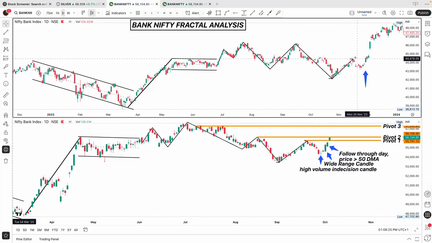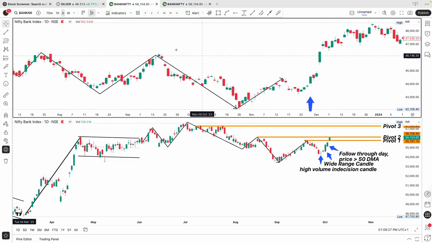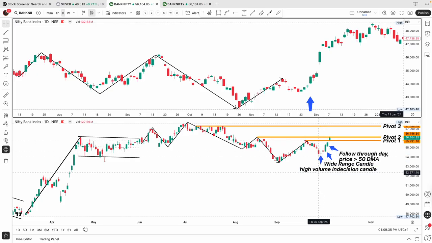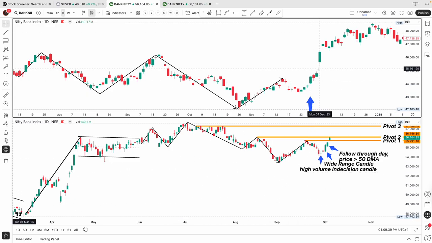We had a pullback like in this year as well. So if you look, we had a pullback, and this pullback played out till here, and then we started rallying from the very next day after the high volume indecision candle. So I've hidden the volumes for now. And so this is what is playing out right now.